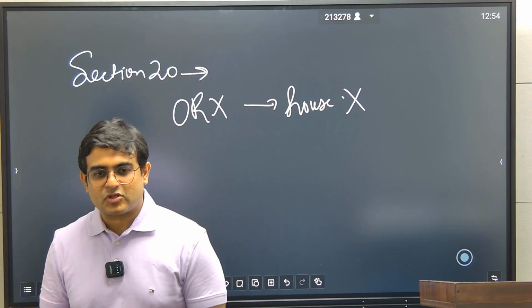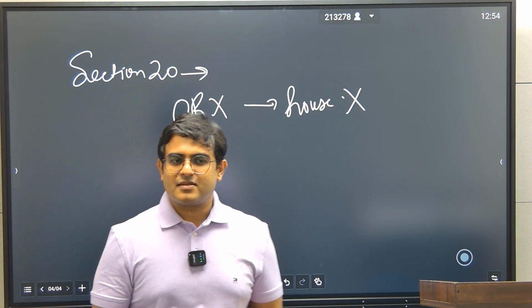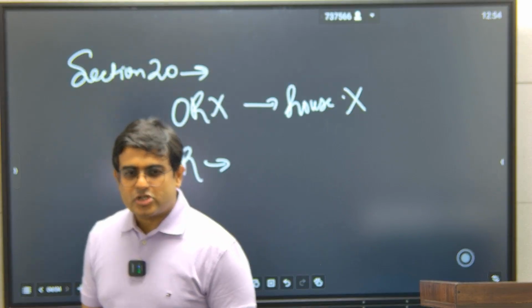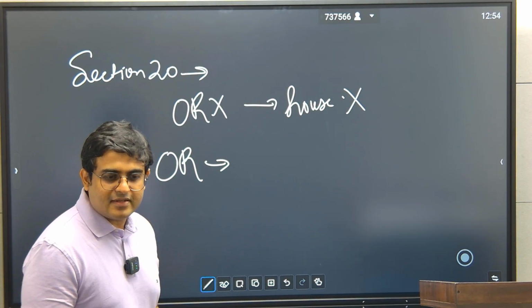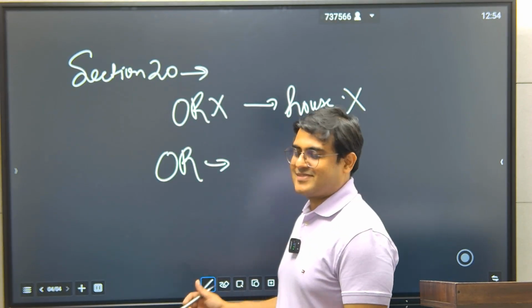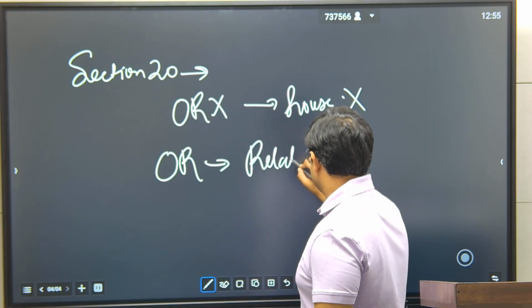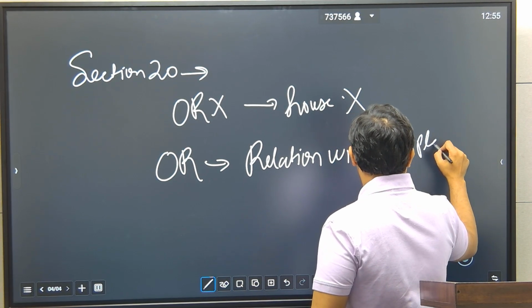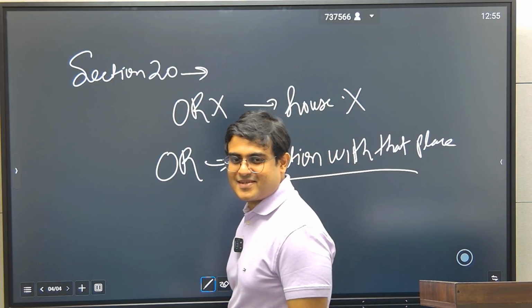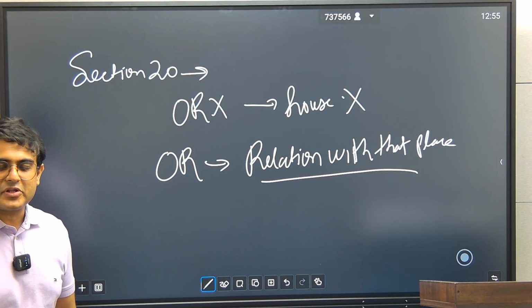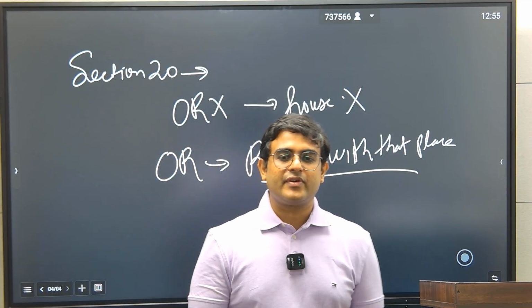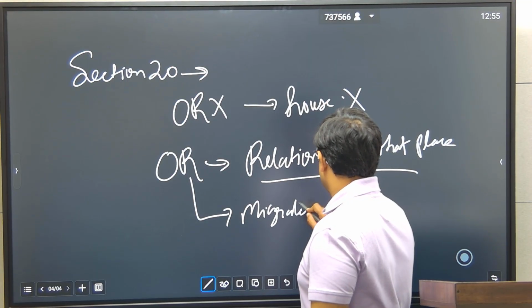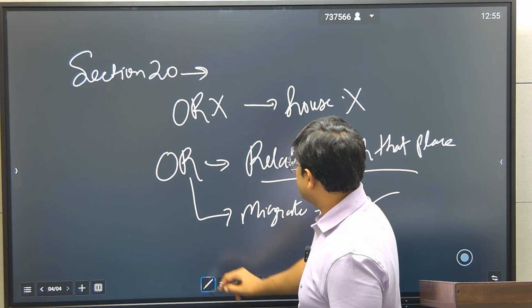Then section 20 further talks about who is this ordinary resident. It says a person should have a relation with that place. And it further says, a person will continue to be an ordinary resident even if she has migrated temporarily. Ordinary resident will remain.